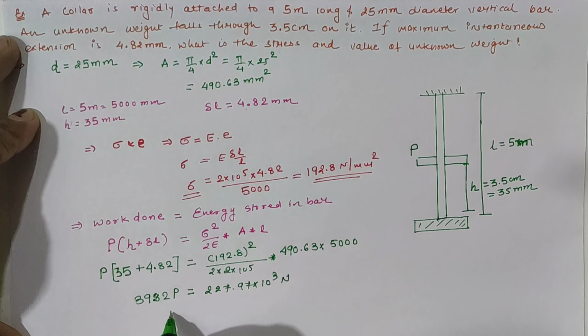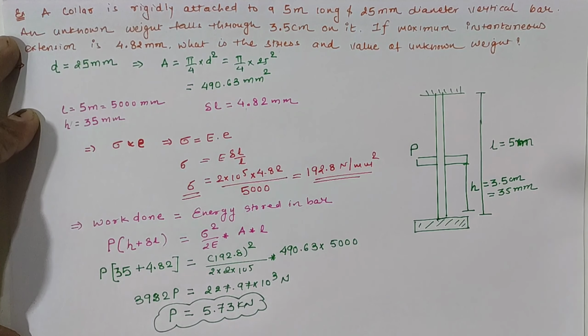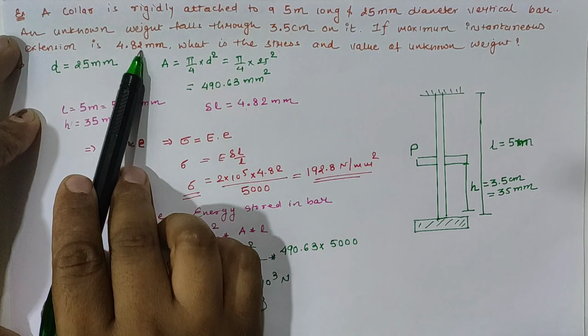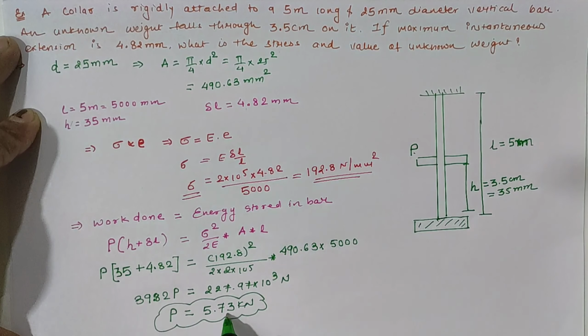Hence, if we calculate the load in terms of kilonewton, we will have the P value as 5.73 kilonewton. So for the given extension of 4.82 mm, our load value is 5.73 kilonewton.